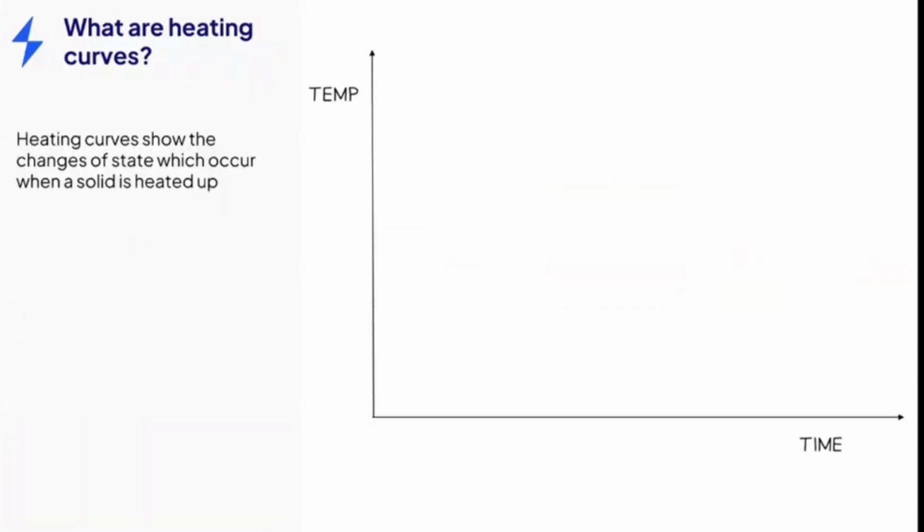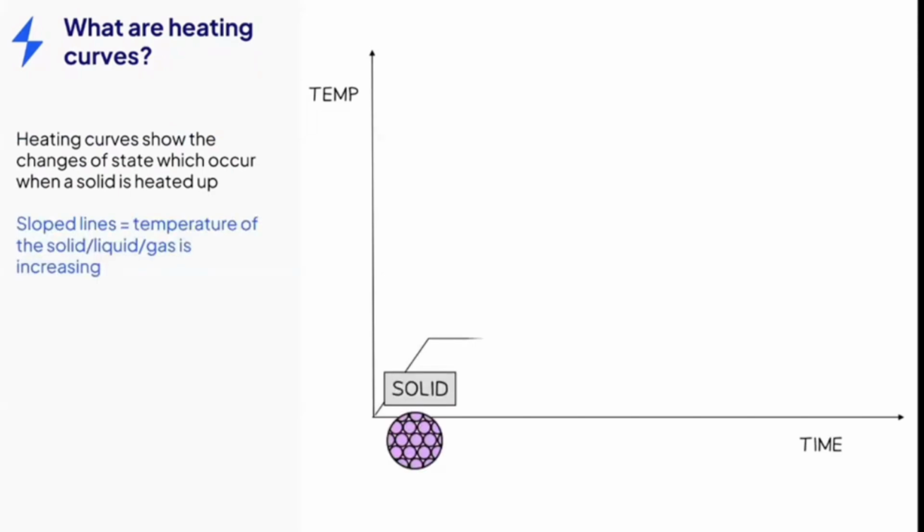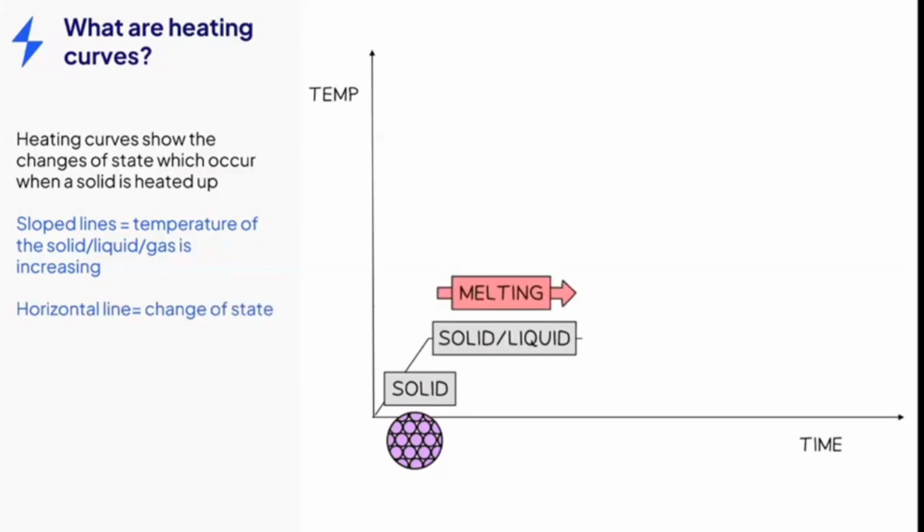Heating curves show how the temperature of a substance changes as it is heated from a solid. From this we can see where the changes of state occur. At the beginning, the temperature of a solid increases as it is heated up until it reaches its melting point. At its melting point, the line becomes horizontal, indicating the temperature does not increase during melting.